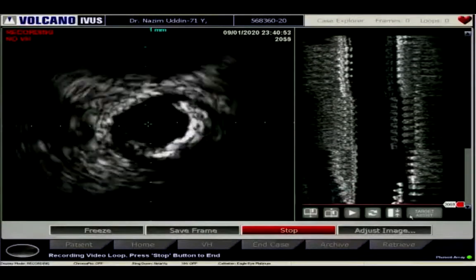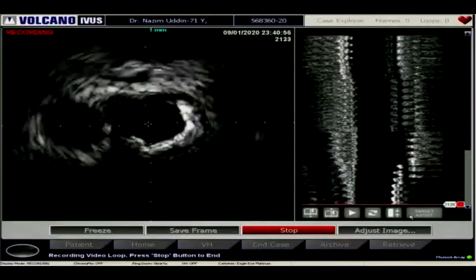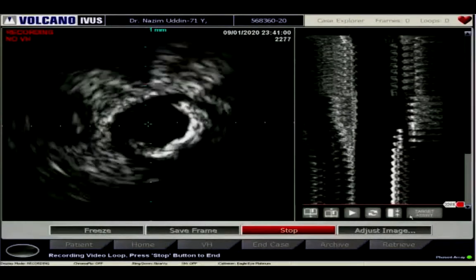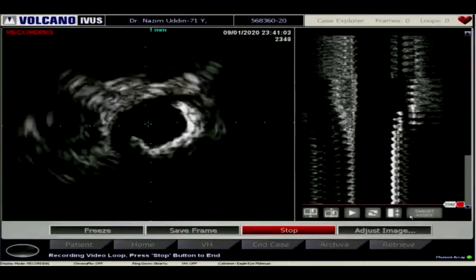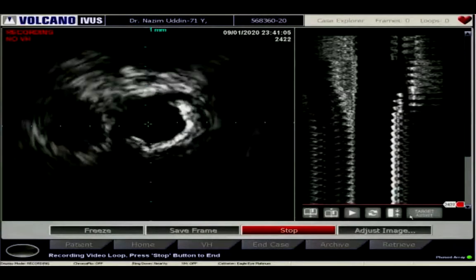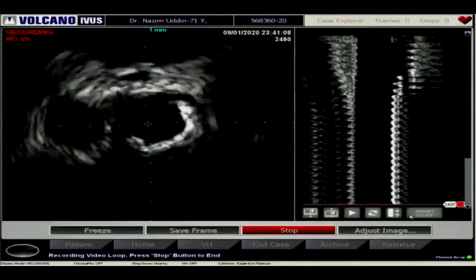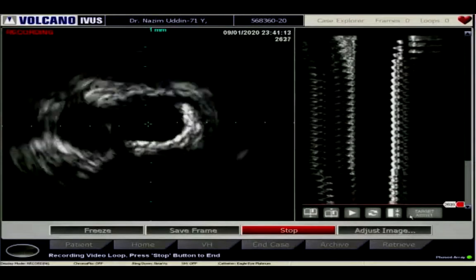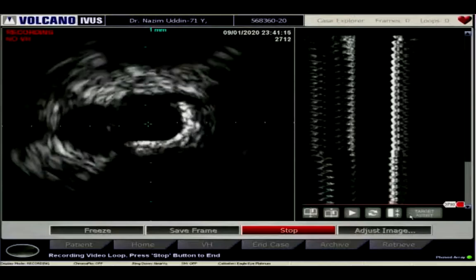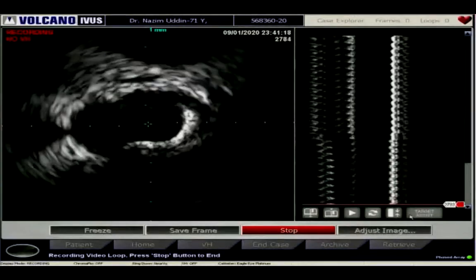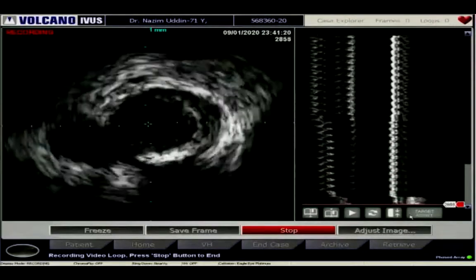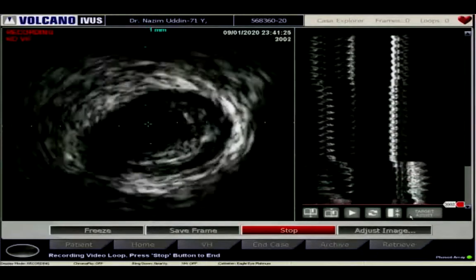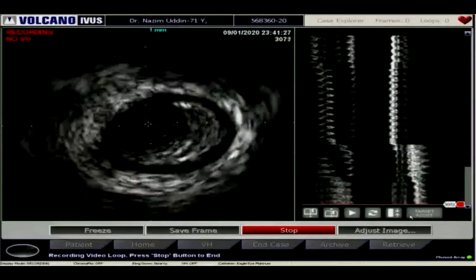So again, there's calcium. This is near the ostia, and you can see the LCX coming at 9 o'clock position. And you can appreciate that the LCX also has significant disease in its ostia with some calcium as well. And this is the bifurcation, as you can see. So obviously, it seems like we will need a double stent strategy. And this is the left main.